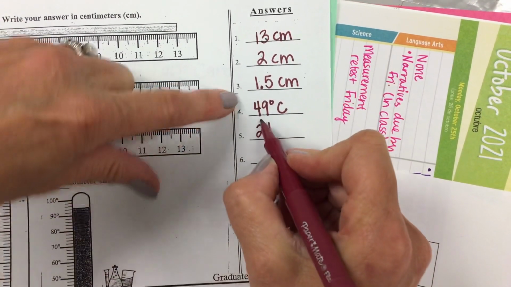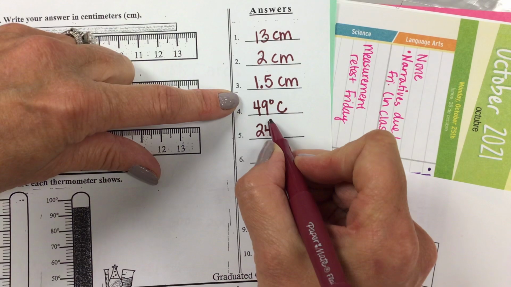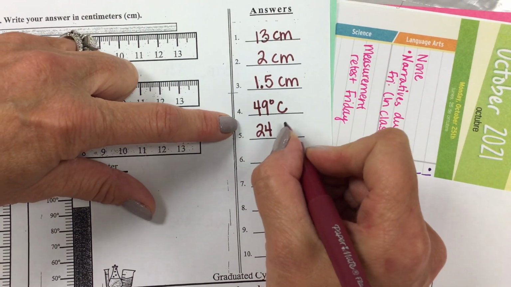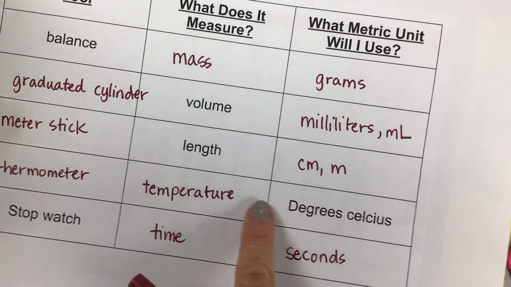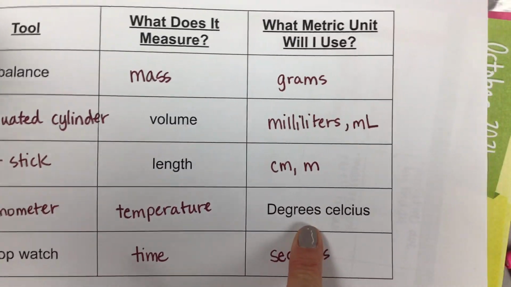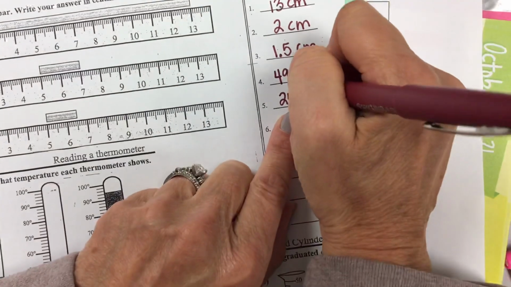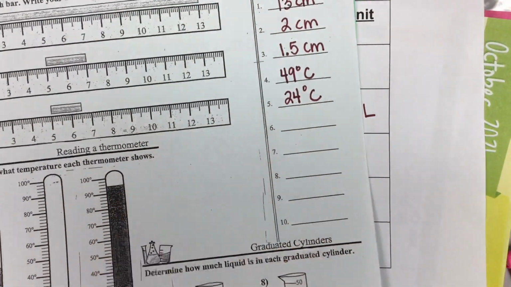Okay, we just did number 4 above it, and we put the correct unit. So what is the unit? Okay, it's a thermometer. You can also look back at this sheet. Thermometer, temperature, what's our unit? Degrees Celsius, and we write that this way. Okay, make sure you have that correct on your paper.